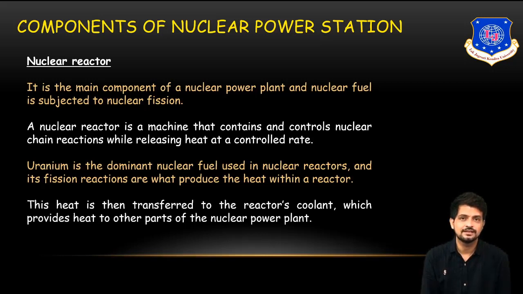Now this heat is then transferred to the reactor's coolant. Okay, you can see in the diagram a coolant is there. Here water is used as a coolant. We are transferring the heat to the coolant, to the water, and when heat is applied to the water, then what will happen? Due to that, steam is produced.